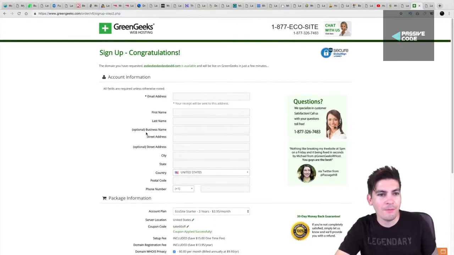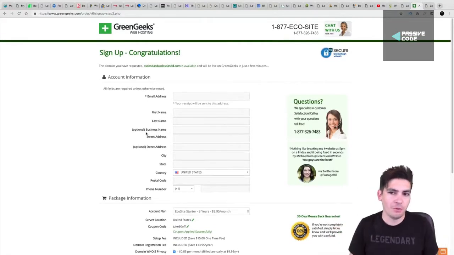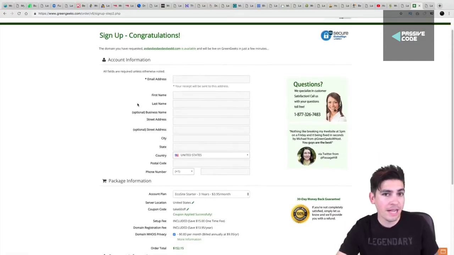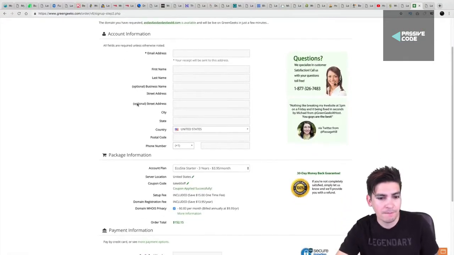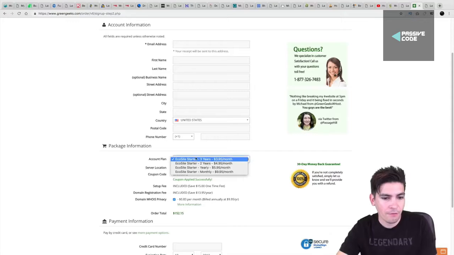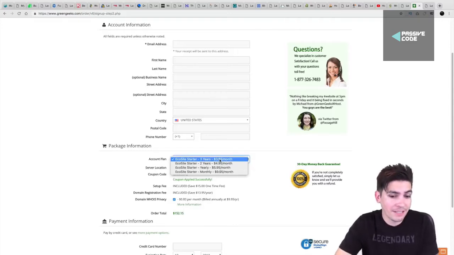So Greengeeks.com, they're based off renewable energy. They have 24-hour customer support, and their plans are among some of the cheapest plans. Looking at their plans right here, if you want to pay for a year, you're going to pay like $5.95 per month. Now, they do have a three-year plan, which you're paying $3.95 a month.